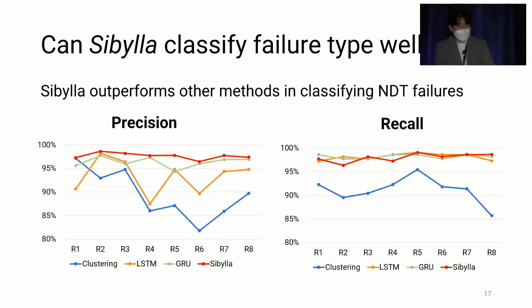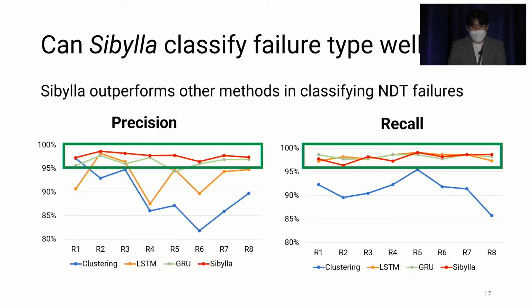The first question for evaluation is, can Sibylla classify failure type well? This is the result of NDT failure classification performance from round 1 to 8, showing precision and recall as metrics. The performance of the single RNN model use case is better than the clustering method, especially in recall, but both LSTM and GRU models suffer fluctuation, as clustering did, in precision. However, Sibylla's performance is more stable than the other comparisons on both metrics.